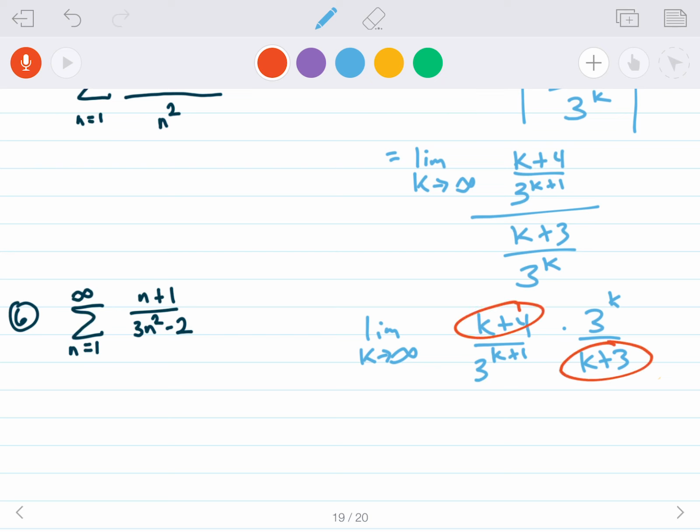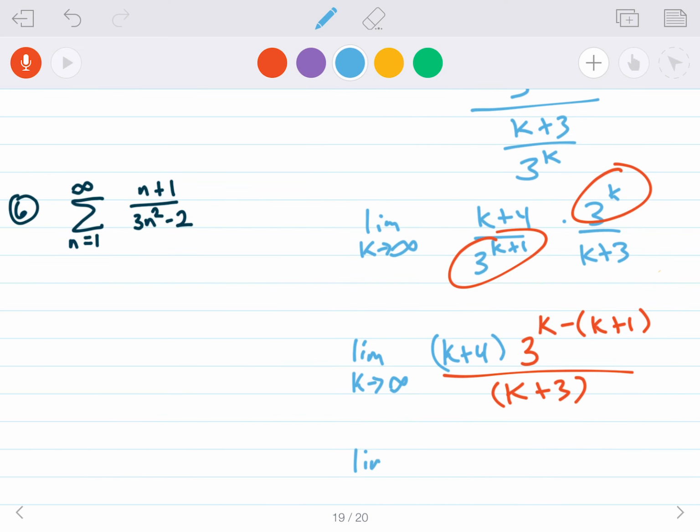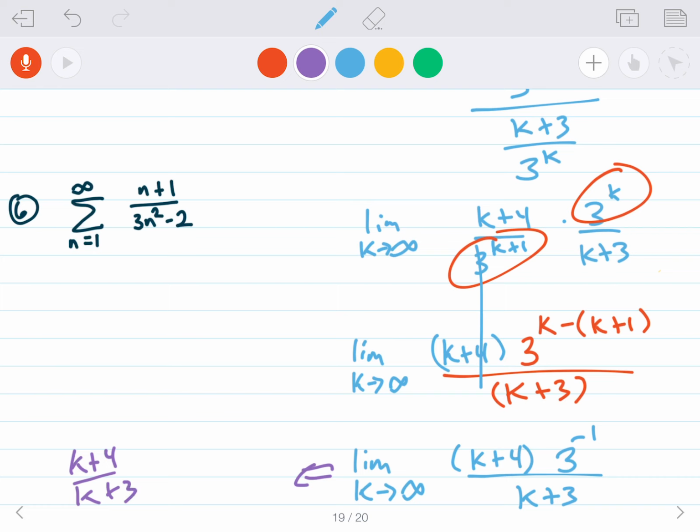We can't do anything with this diagonal here, but I notice that in this diagonal we have a base of 3, and so I can simplify that down a little bit by keeping the base and subtracting the exponents. So we have the limit as k goes to infinity. Keep the base 3, and then subtract the exponent: the first exponent minus the second exponent, all over k plus 3. Cleaning it up, the limit as k goes to infinity of k plus 4. Now this thing is just going to turn into 3 to the minus 1 over k plus 3. And of course I'm running out of space here. So we have k plus 4 over k plus 3, and the 1/3 can just come out in the front. We're taking the limit as k goes to infinity.